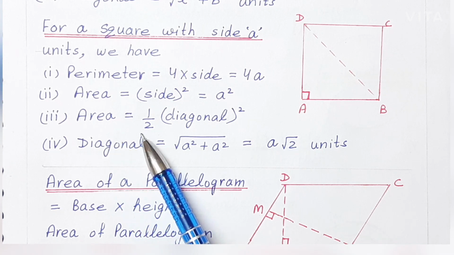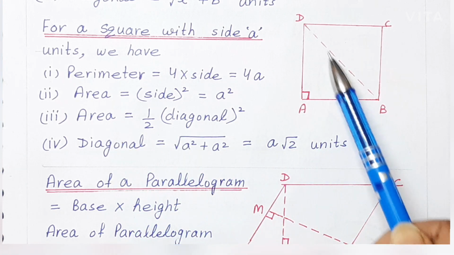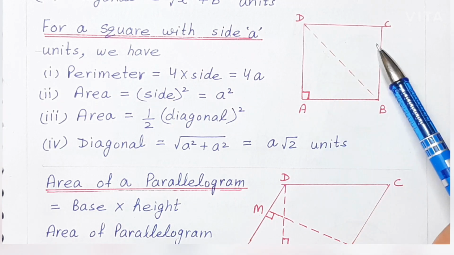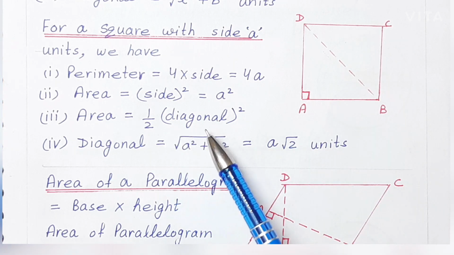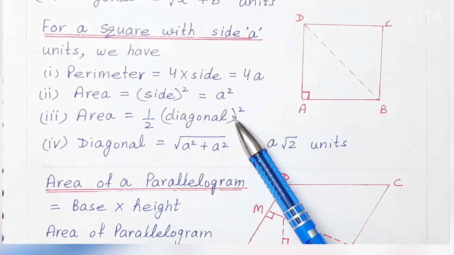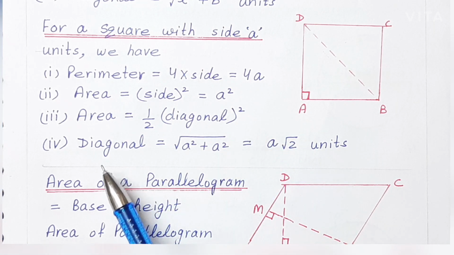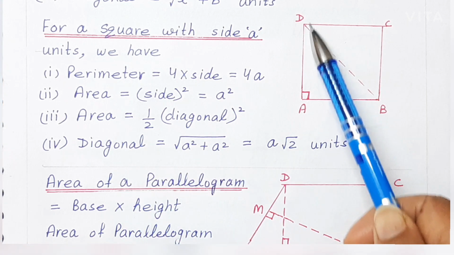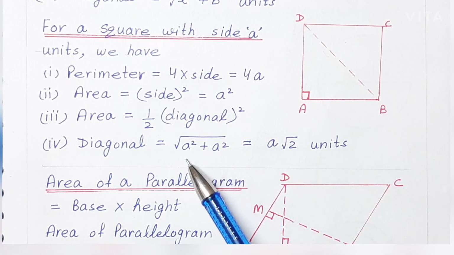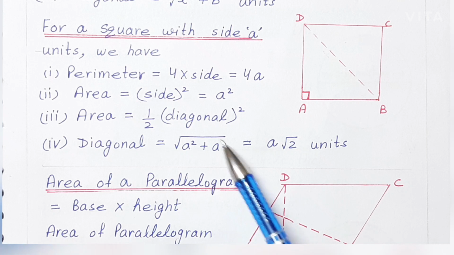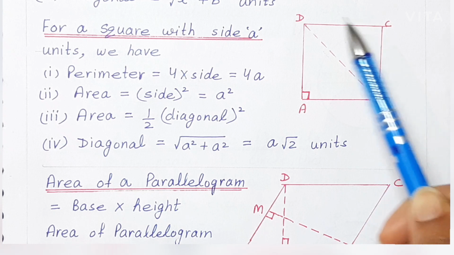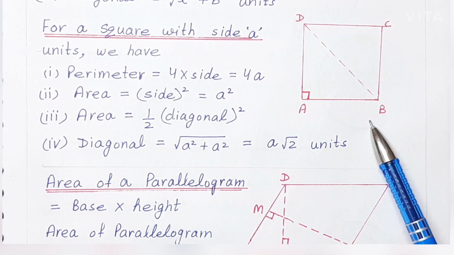Also, area can be half into diagonal 1 into diagonal 2. Now, since both the diagonals are of equal length, so we can say half into diagonal square. So, we can apply either one. Clear? Now, next is diagonal. Now, the diagonal again by applying Pythagoras theorem, BD will be under root A square plus A square. So that will be equal to A root 2 units. So this is the diagonal of a square. Clear?